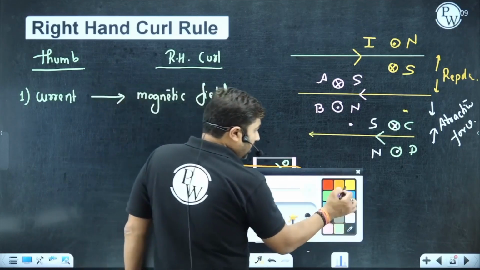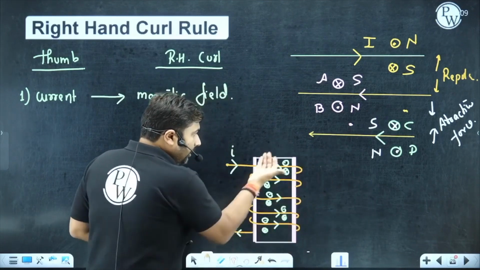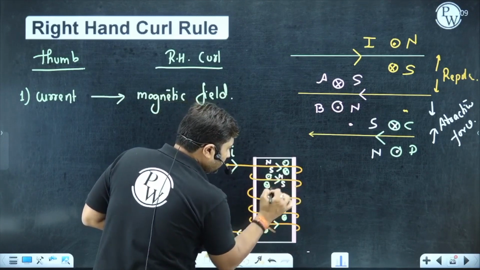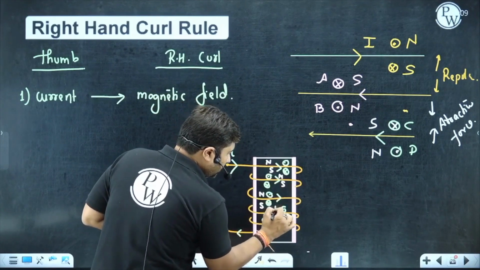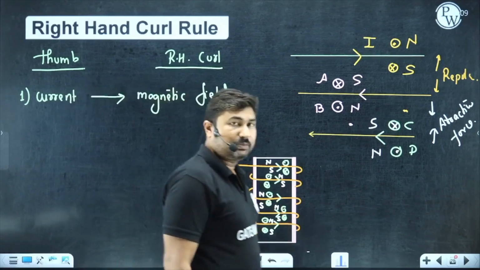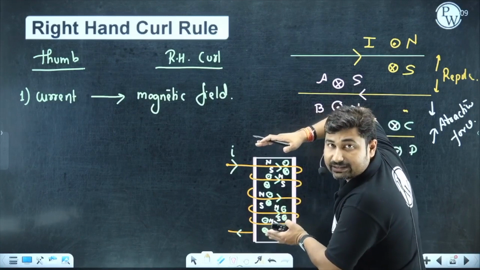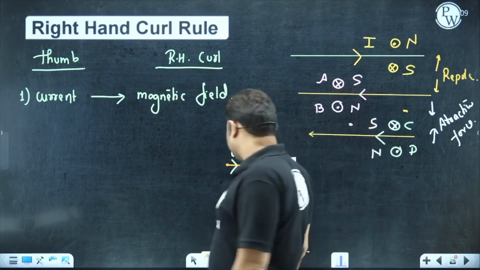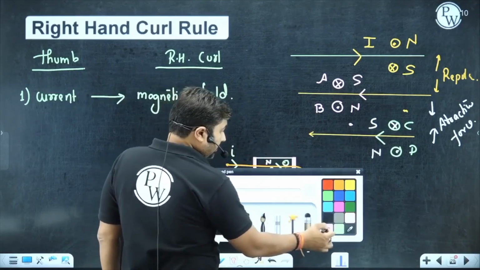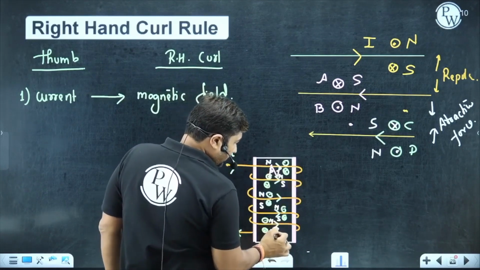Now, we know how to mark north and south. By observing this, you can mark this to be the north and south, this to be the north and south, and so on. It looks like small magnets are connected. So the entire thing is going to act as a magnet. And what is the polarity? This terminal is going to act as a north, and this terminal is going to act as a south.